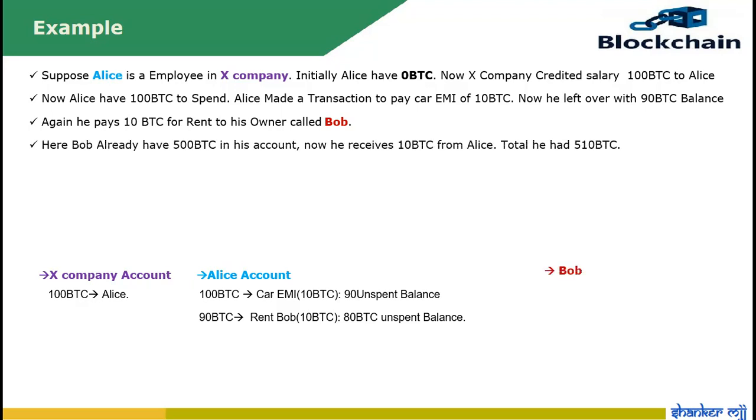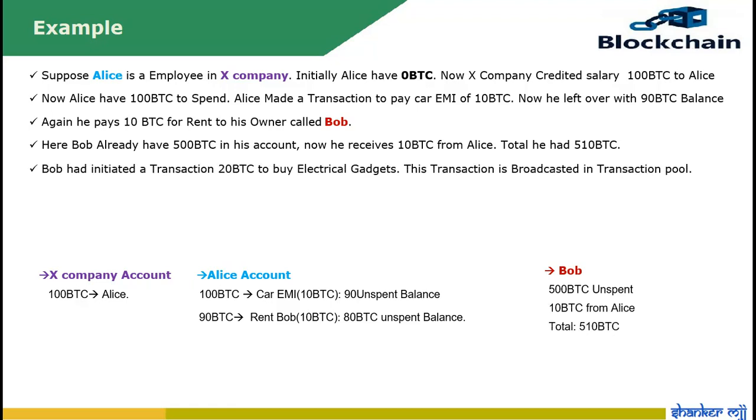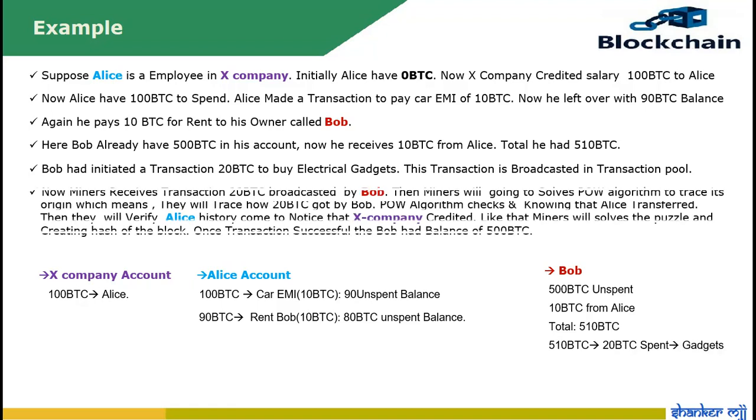Here, Bob already has 500 bitcoins in his account. Now he receives 10 bitcoins from Alice, so in total he has 510 bitcoins. Bob initiates a transaction of 20 bitcoins to buy electrical gadgets. This transaction is broadcast in the transaction pool. Now miners will receive the transaction of 20 bitcoins broadcast by Bob. Then the miners will solve the proof of work algorithm to trace its origin, which means they will trace how the 20 bitcoins got to Bob.